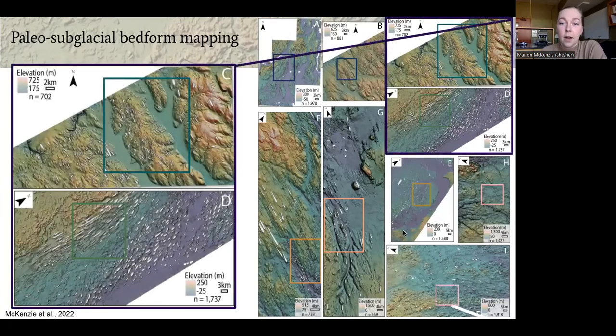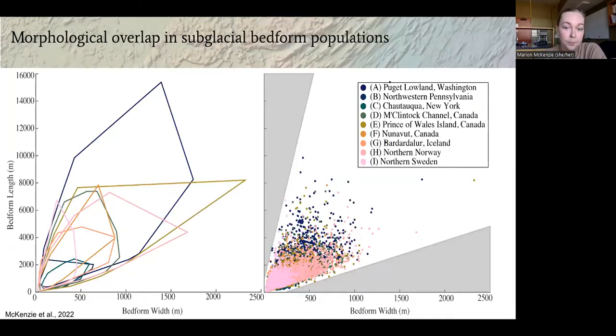All of them are mapped here on the right, but if we zoom into 2 of these sites, where C and D are Chautauqua and McClintock Channel, respectively, we can already start to see that the morphometrics of these features are pretty different. And so we're going to quantitatively assess how they differ and why they could be differing based on the topographic and lithologic characteristics of these sites. I'll mention that the colored boxes in this figure will be brought up later to assess spatial distribution of elongation. So just keep this in mind, I'll bring it up again.